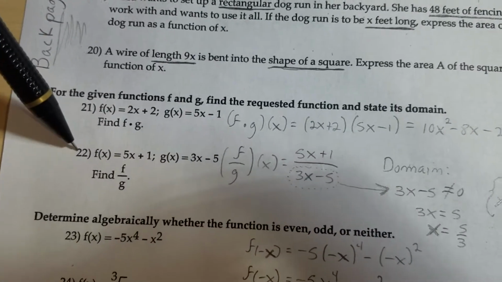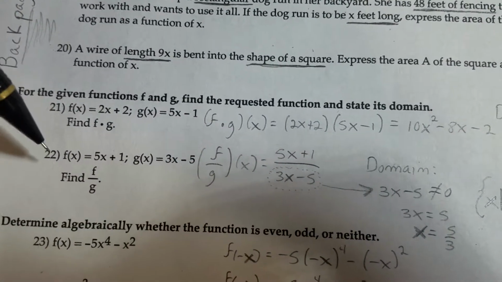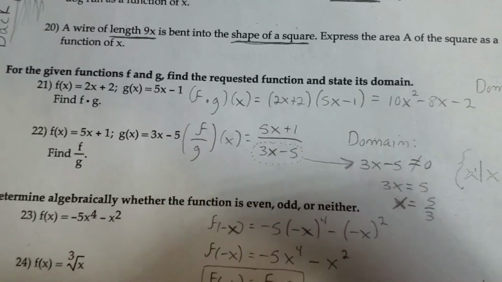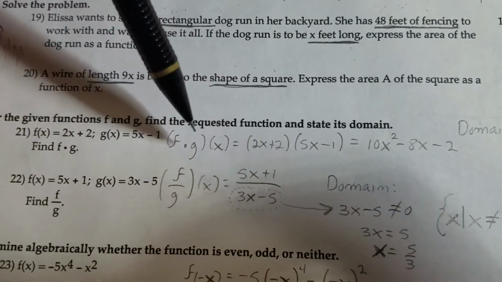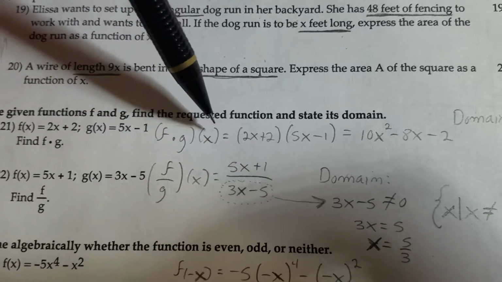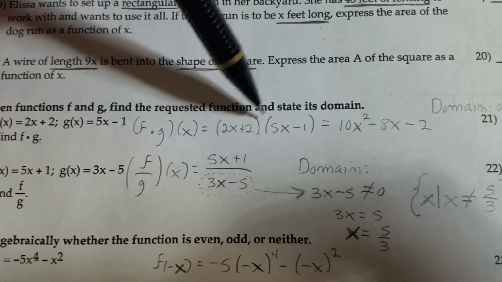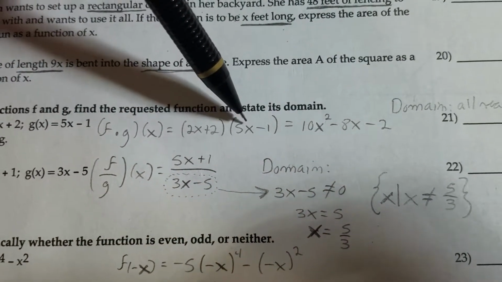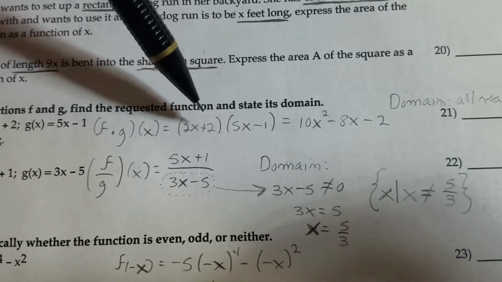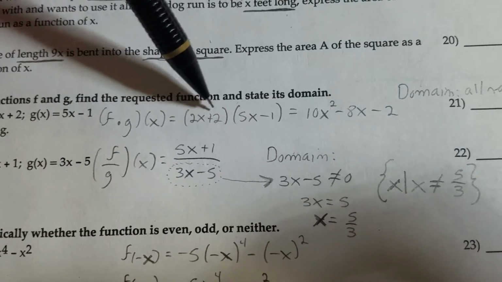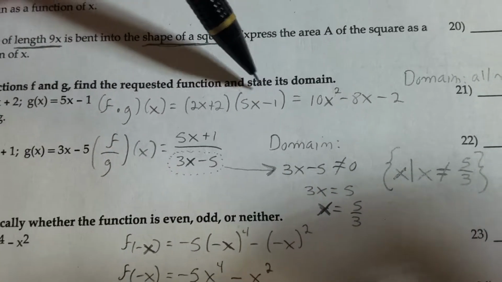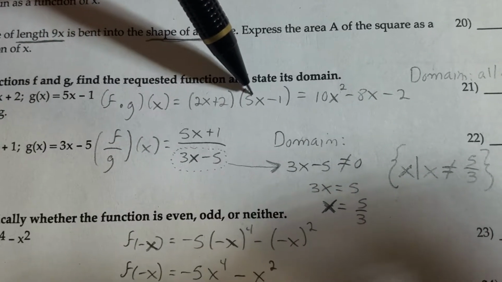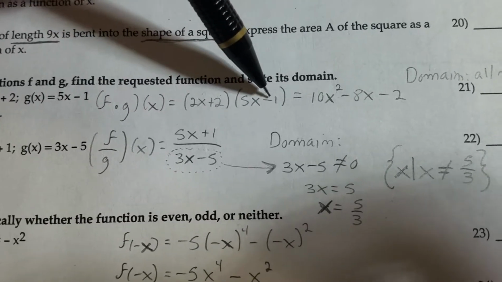21 and 22 are very similar to the ones that we did before on the first video, but let me go over that. So f times g of x is the same as 2x plus 2 times 5x minus 1, and then you have to FOIL. So 2x times 5x, 2x times negative 1, and then 2 times 5x and 2 times negative 1.